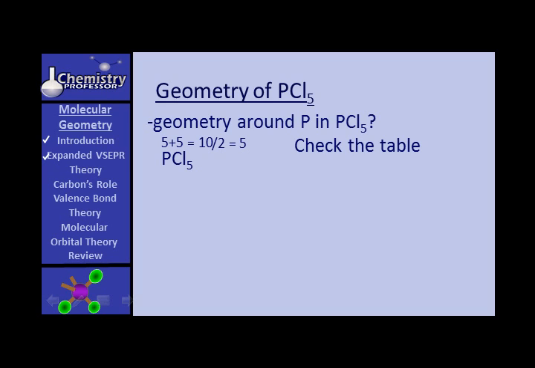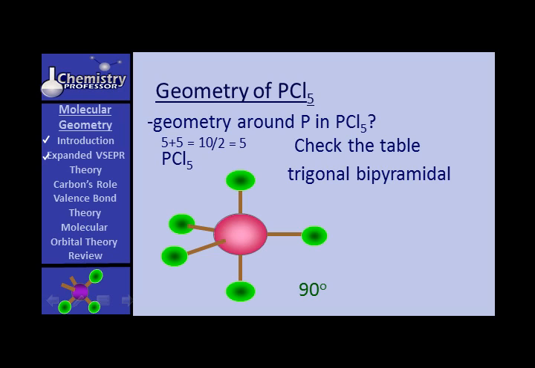So when you check the table, you'll see the geometry is trigonal bipyramidal. It's like 2 pyramids with their bases touching each other, their bases plopped together. It's a triangular bipyramidal structure.